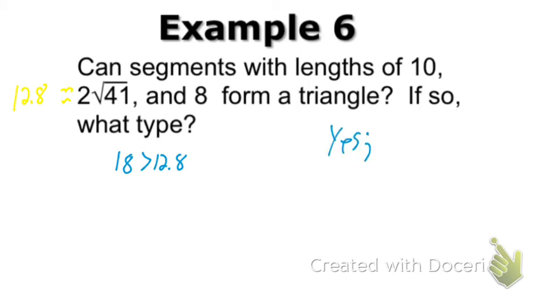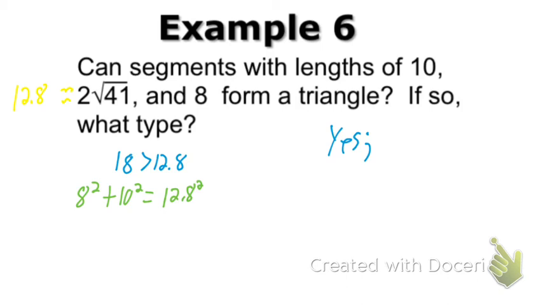So now I have to say what type. Now, here's the thing. As we go through and say what type, who can help me set it up? Okay, Kenny. 8 squared plus 10 squared equals 12.8 squared. Okay. So, Kenny said 12.8 squared. Here's the thing, though. Is it exactly 12.8? No, it's approximate. That's approximately 12.8.